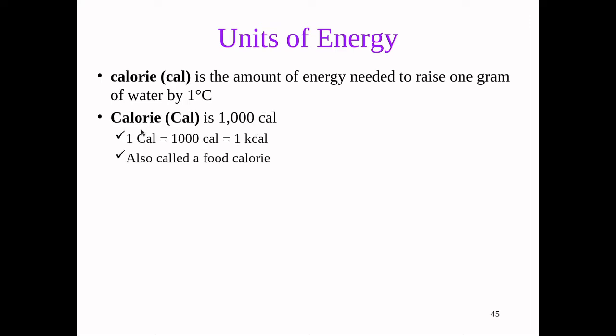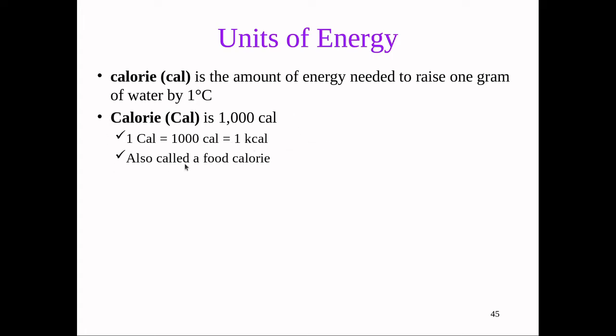The next unit that is very unfortunate is the big C calorie. Okay, as you can see, the only difference between these two and the way that they're written is one is written with a lowercase c and one is written with a capital C. And this unit is equal to 1,000 little c calories. So 1 big C cal is equal to 1,000 little c cals, or 1 kilocal.